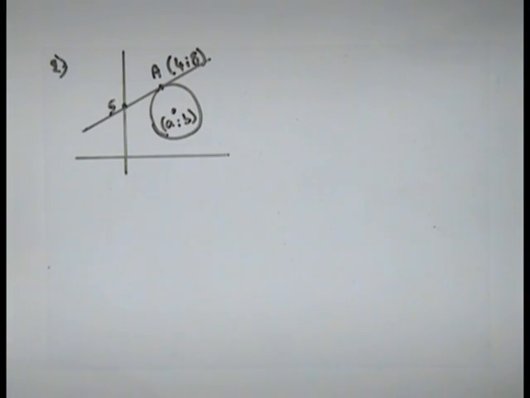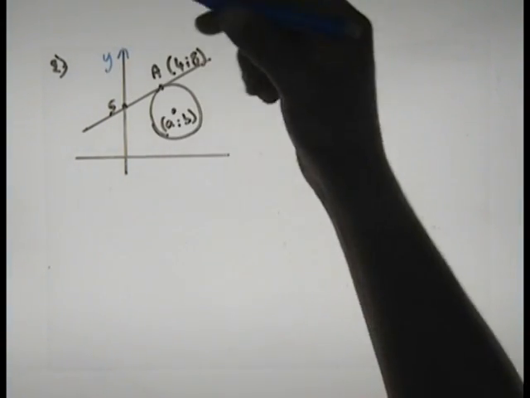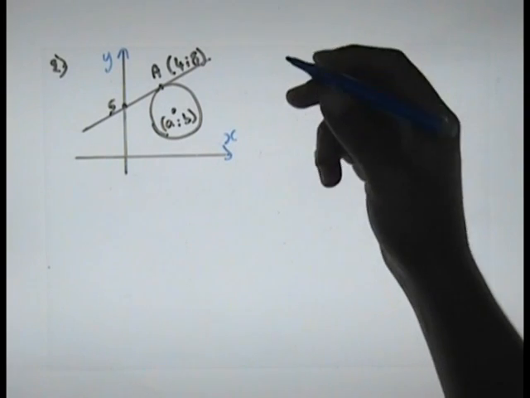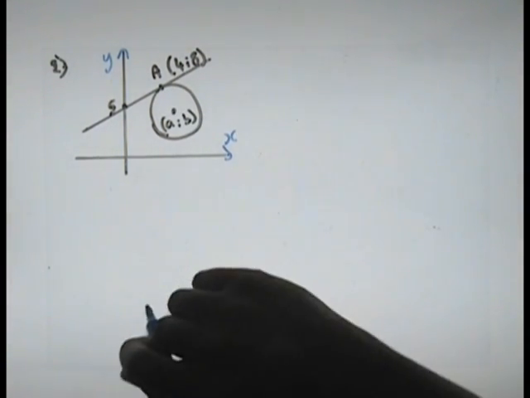Number 2 says that we have a circle with center (a, b). We have a tangent to the circle at A (4, 8), intersecting with the y-axis at y is equal to 5. I want you to calculate for me the values of a and b.